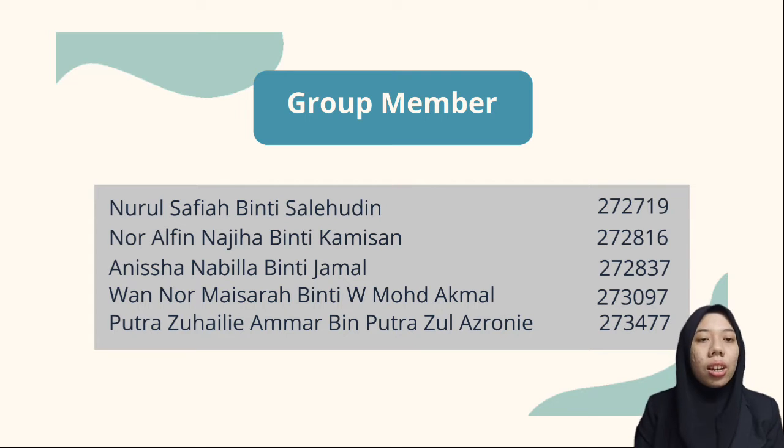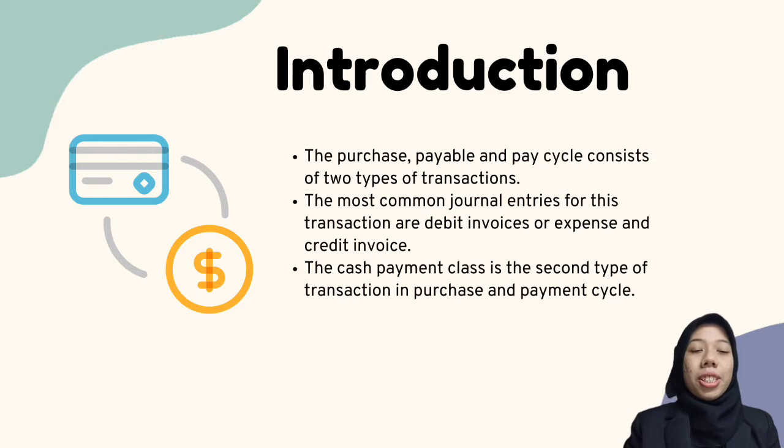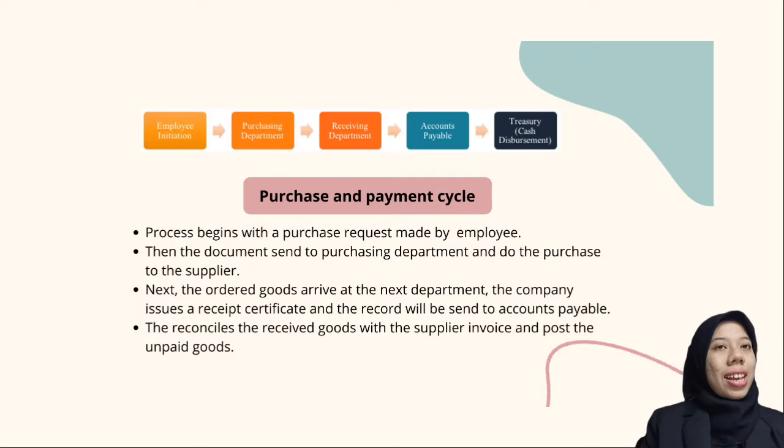Now we will start our presentation. The purchase, payable and payment cycle consists of two types of transaction. The first one is the purchase cycle and the second one is the cash payment cycle. The most common journal entry for this transaction is debit inventory or expenses and credit accounts payable. As you can see, this is the purchase and payment cycle.